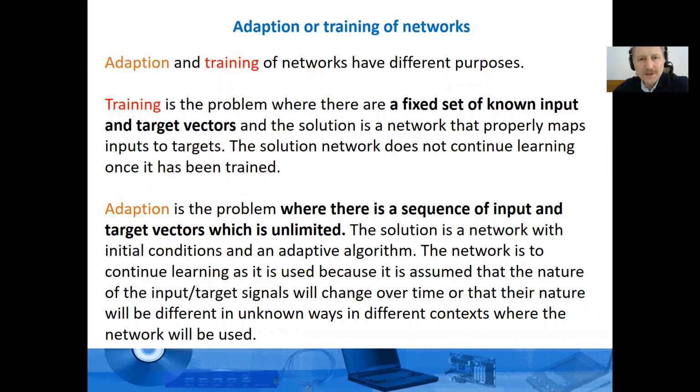So what is the difference between adaptation and training? In our previous lesson, we briefly explained what training and adaptation are. First of all, in MATLAB, if you want to train, you can use the train method or function. And if you want to make adaptation of your network, you can use the adapt function. When can you use train? When can you use adaptation?